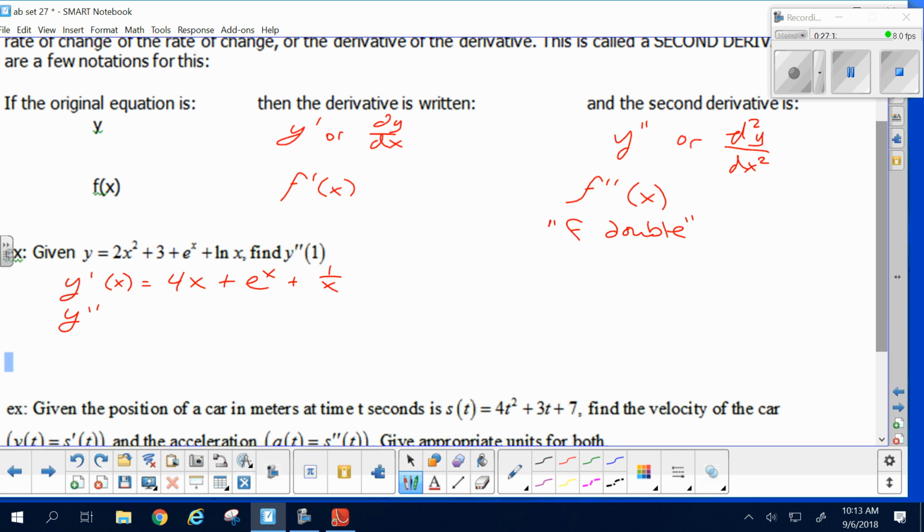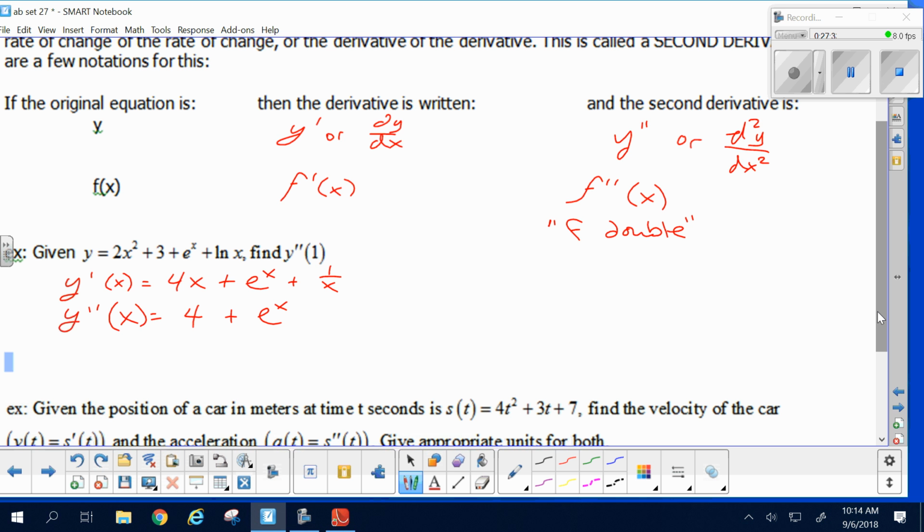What's y double prime at x? Or y double prime, generally speaking. What's the derivative of 4x? 4, right? That's x to the first. The derivative would be 1x to the 0, which is just 1. And so the derivative of 4x is 4. Cool? Derivative of e to the x is e to the x.